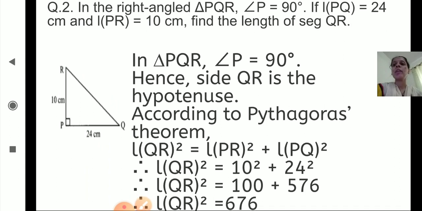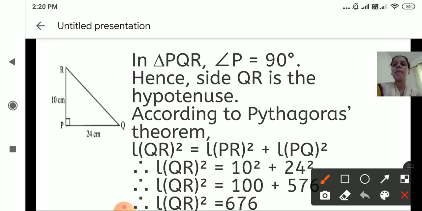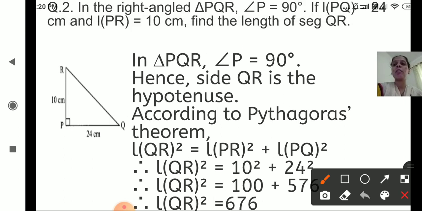Question number 2. In the right angle triangle PQR, angle P is given 90 degree and PR is 10 centimeter and PQ is 24 centimeter. We have to find out QR. Again the length of QR is hypotenuse, yes, which is opposite to the right angle, that is P. So in triangle PQR, angle P is 90 degree, hence side QR is the hypotenuse. Correct. So according to Pythagoras theorem, what is the Pythagoras theorem? QR square is equal to, yes, PR square plus PQ square, or you can write down PQ square plus PR square.